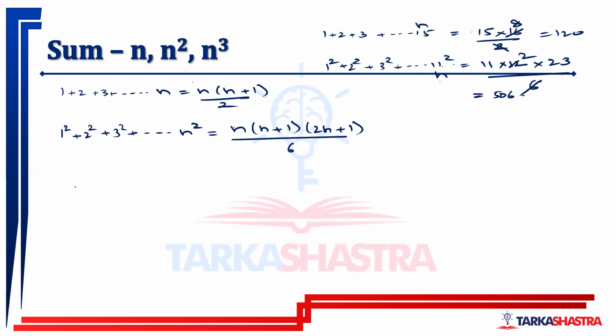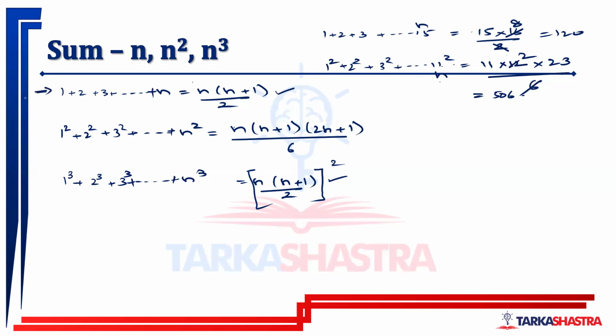22 into 23 will be 506. Okay. And then the last formula is 1 cube plus 2 cube plus 3 cube up to n cube. The formula is n into n plus 1 divided by 2, whole square. Okay, so it is similar to the formula where we have 1 plus 2 plus 3 up to n, but here we have to take a square value.